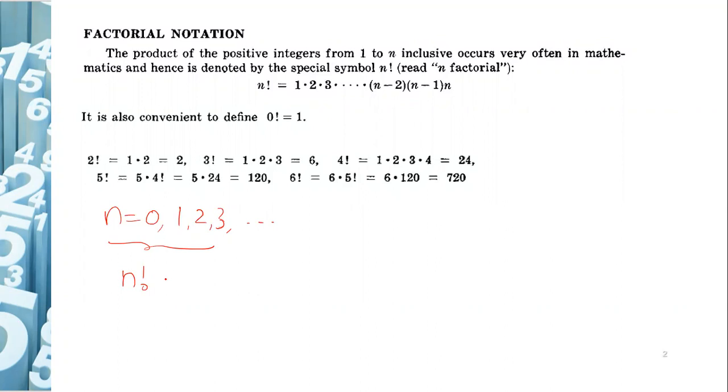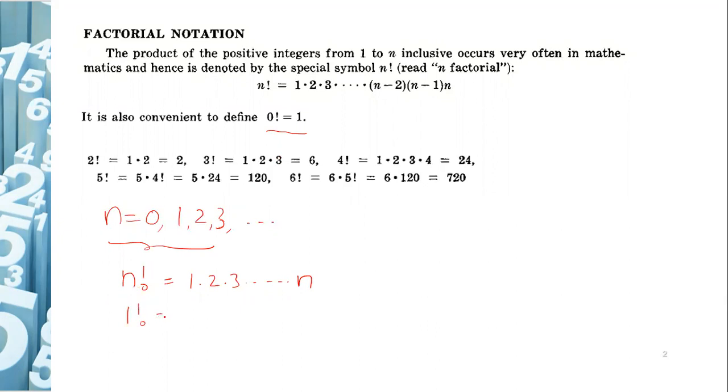What is the meaning of this? It is nothing but the product of the first n positive integers. So n factorial is 1, 2, 3, the product I am taking till n. But by definition, 0 factorial is always defined as 1. 0 factorial is 1. And using this definition, now I can find the remaining.